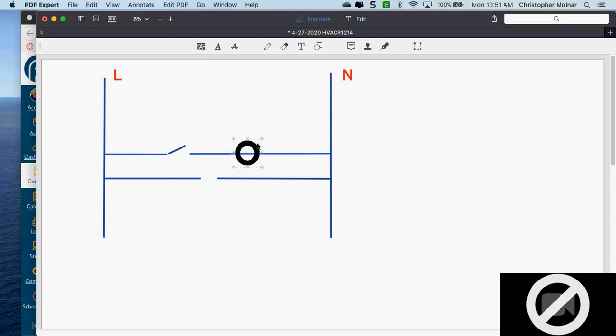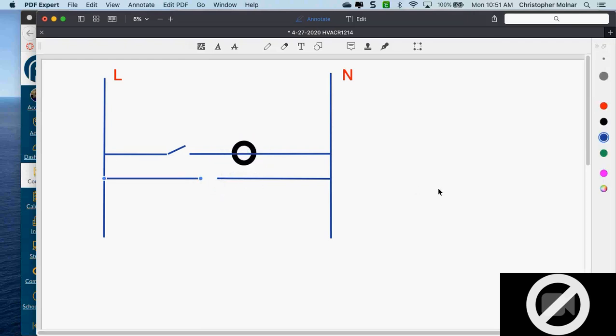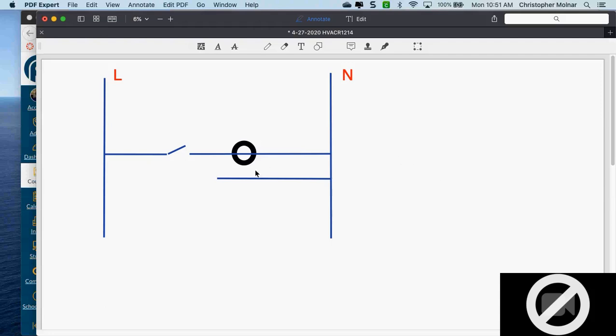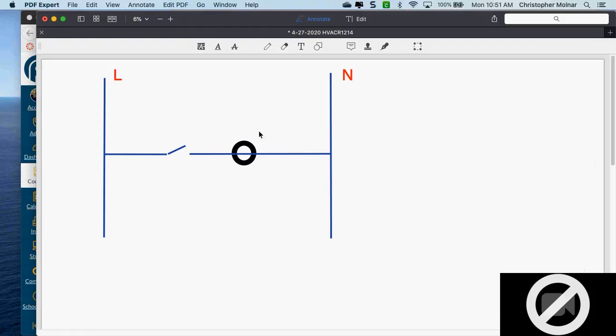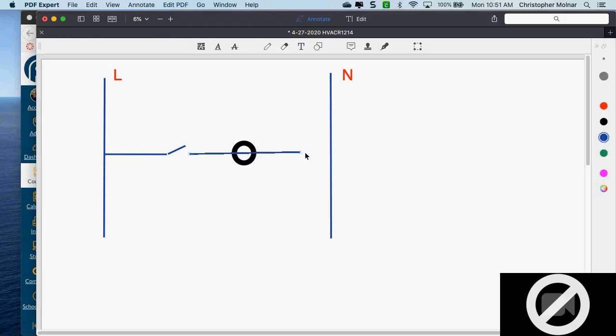So this schematic would be right if that was there, and if I didn't have any wires there. Again, every rung of a schematic must have a source, must have a path, must have a switching device, and you must have a load. Without any of those, your schematic is not quite correct.